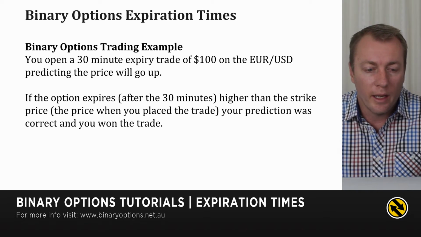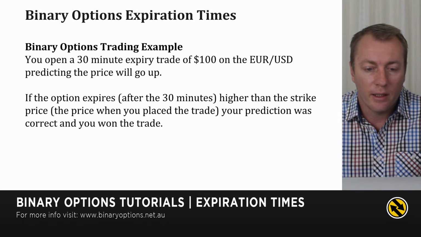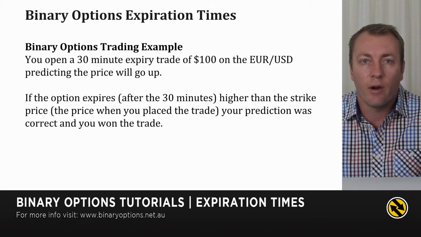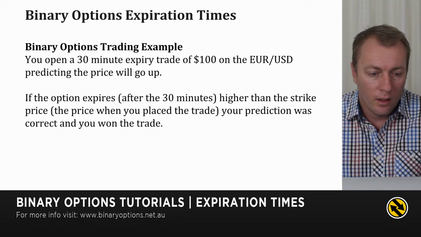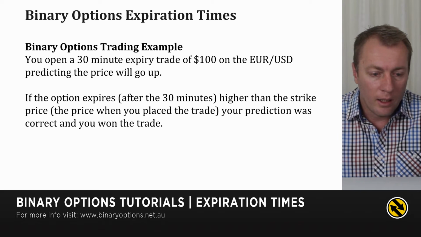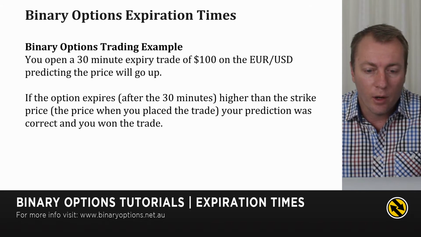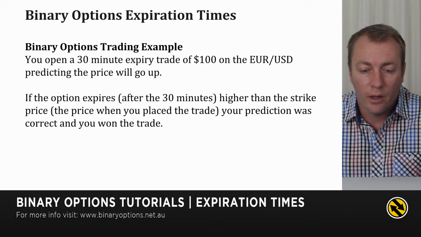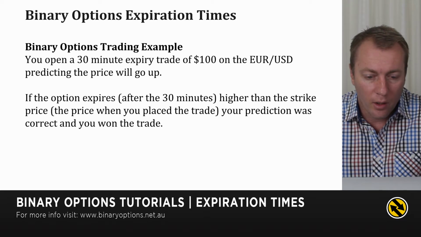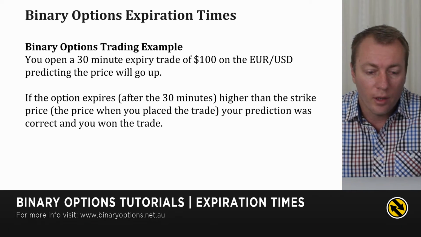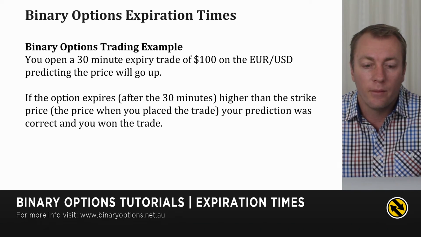So moving on to an actual binary options trading example and how the expiration time contributes to the overall execution of a binary option. For example, you open a 30-minute expiry trade of $100 on the Euro USD, predicting the price will go up. If the option expires after the 30 minutes higher than the strike price, the price when you placed the trade, your prediction was correct and you won the trade.